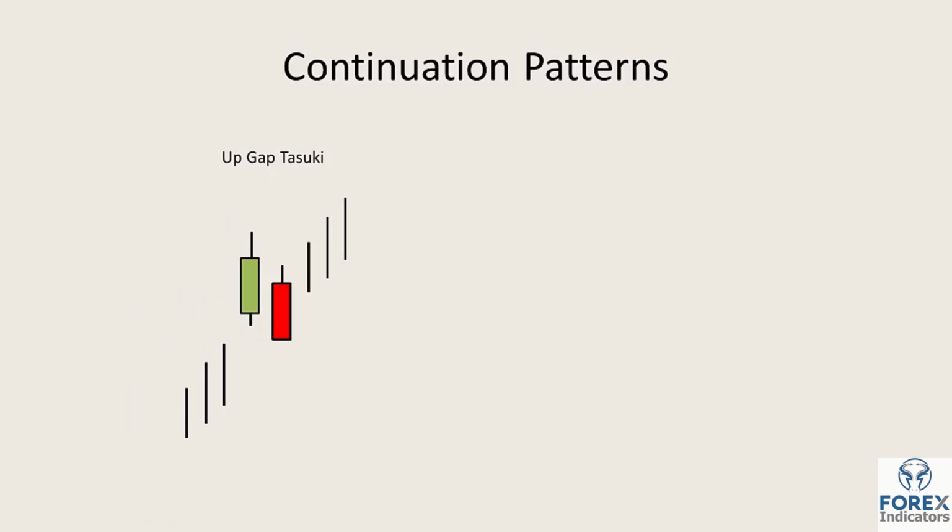The uptrend gaps up to a green candle. It is then followed by a rejection with a red candle, and that red candle opening inside the body of the prior candle, and it closes below the real body of the green. The market then subsequently gaps up and continues in an upward direction.